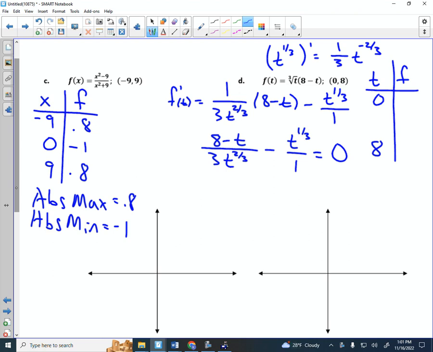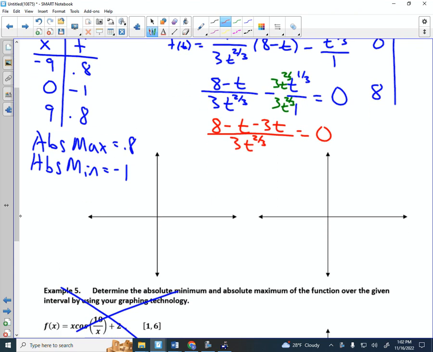I look where the top is equal to 0 and where the bottom is equal to 0. What do I have to do in order to create one fraction? Common denominator, so I'm going to multiply the top and bottom by 3t to the 2/3. Again, this is very similar to a problem we have on your previous assignment. And I get 8 minus t. And then what is 3t to the 2/3 times t to the 1/3? Just 3t, right? So minus 3t over 3t to the 2/3.